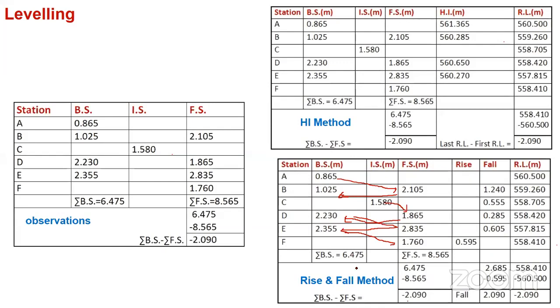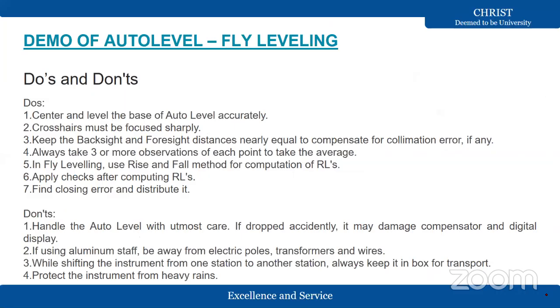So the check over here is sigma backsight minus sigma foresight equal to sigma rise minus sigma fall equal to last RL minus first RL. See, the check is the same. Backsight minus foresight, the summation of backsight, summation of foresight, the summation of the rise, the summation of the fall. Sigma rise minus sigma fall should be equal to last RL minus first RL. These are the values over here.